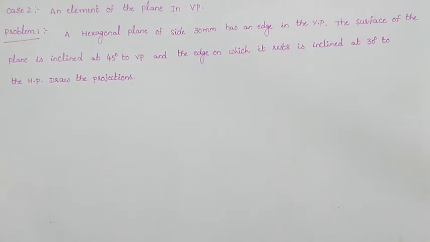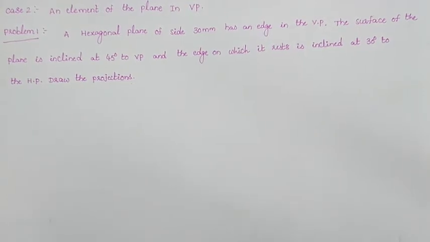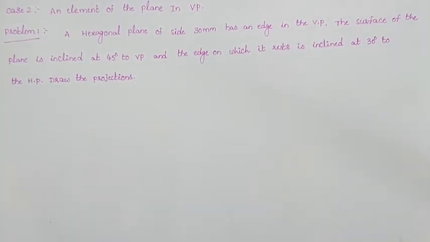and we obtain the final third top view of our diagram. So these are the procedures. This is the procedure for constructing whenever a plane surface is inclined to both HP and VP, if an element of the plane is in the VP. We draw the projections like that.